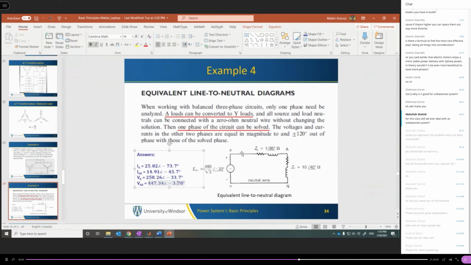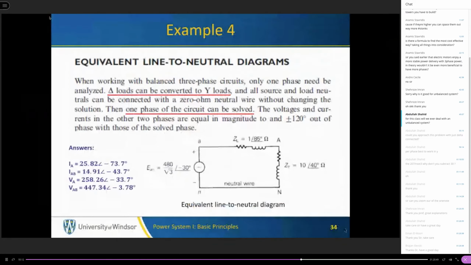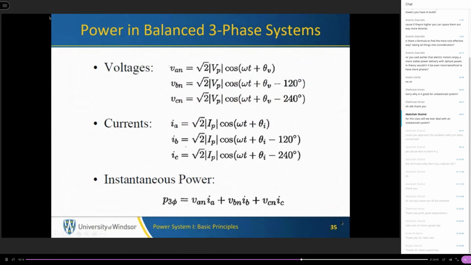Okay? So when you solve the circuit using the single line diagram or the line to neutral diagram, you need to keep in mind what is the nature of the load, what is the connection of the load, how to switch from phase to line or from line to phase. Okay, this is a good example to explain how we analyze balanced three-phase systems using line to neutral diagrams.